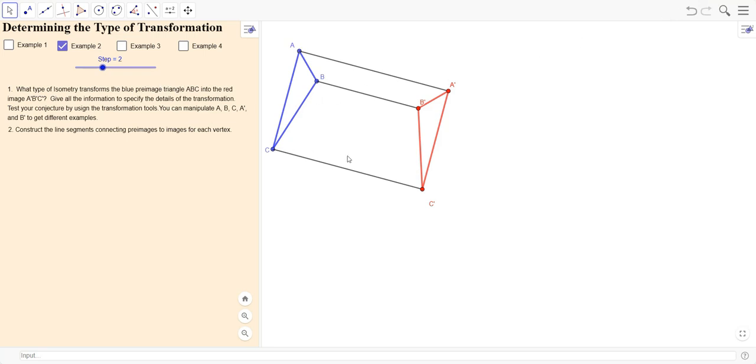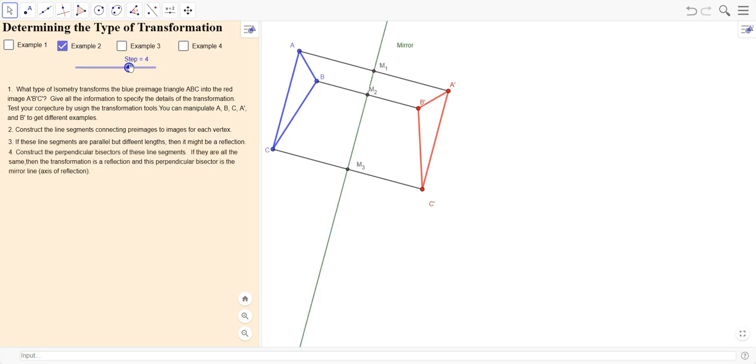And this time, notice that these line segments are not the same length, but they are still parallel. When that happens, this indicates that we have a reflection, okay? And it turns out that the midpoints of those line segments are going to be in a straight line. And when that happens, then we have a reflection. Remember that the mirror line will be a perpendicular bisector of these lines, the original lines that I drew. And so that defines your reflection. You found the mirror line.